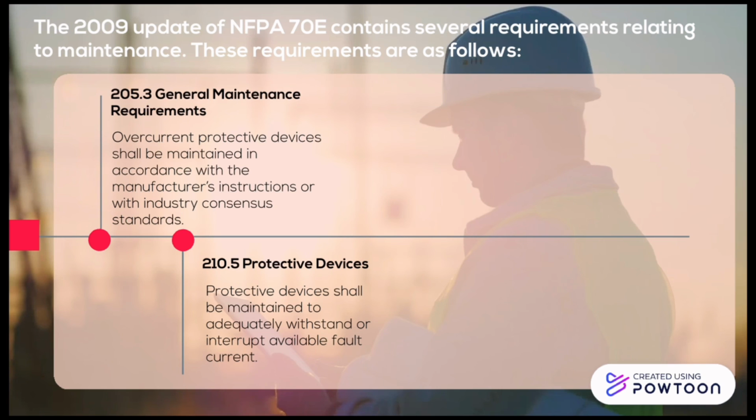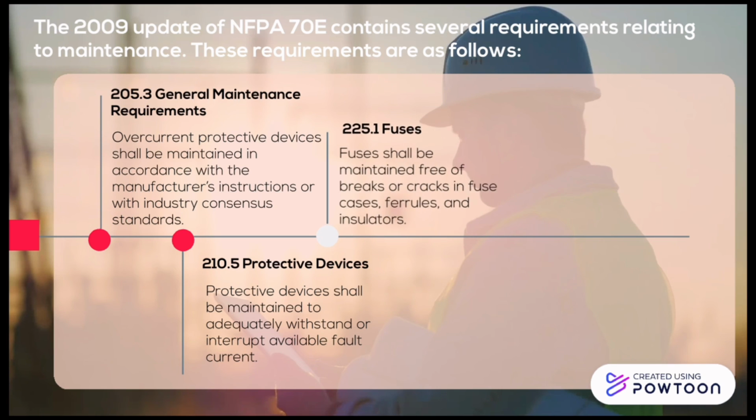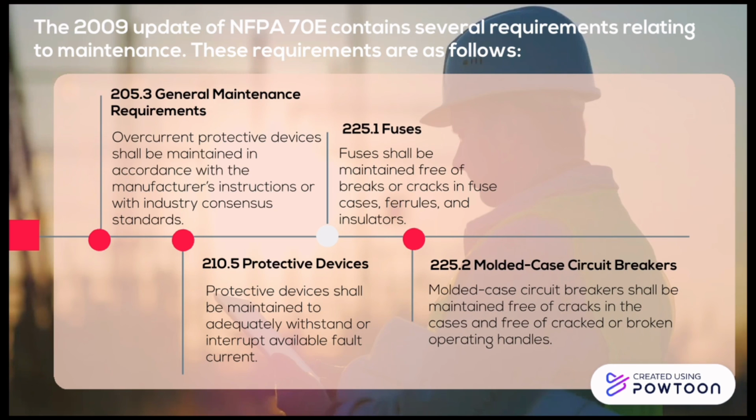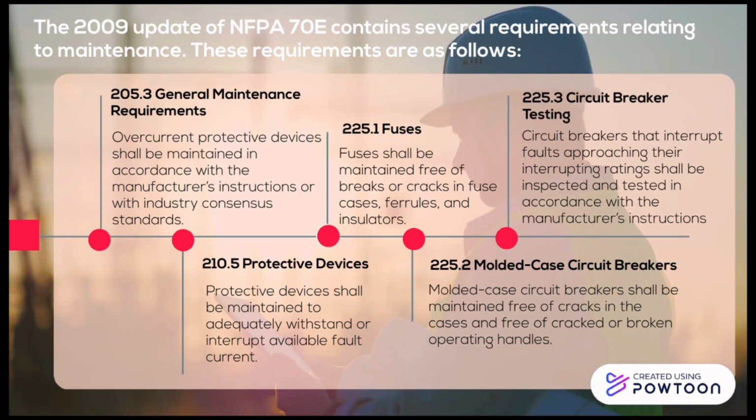For 225.1, fuses shall be maintained free of breaks or cracks in fuse cases, ferrules and insulators. 225.2, molded case circuit breakers. Molded case circuit breakers shall be maintained free of cracks in the cases and free of cracks or broken operating handles. And 225.3, circuit breaker testing. Circuit breakers that interrupt faults approaching their interrupting ratings shall be inspected and tested in accordance with the manufacturer's instructions.